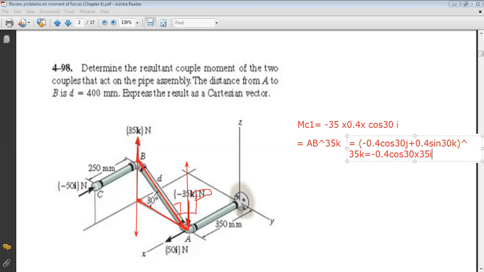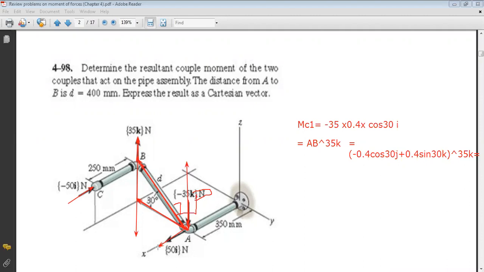Okay? Now, the second couple I will consider. So this is the first couple. I should add to it the second couple. The second couple is the 50 Newton couple. Okay? So here I have this force and this one. Now, these two forces are in an inclined plane. So, of course, their moment will have several components.